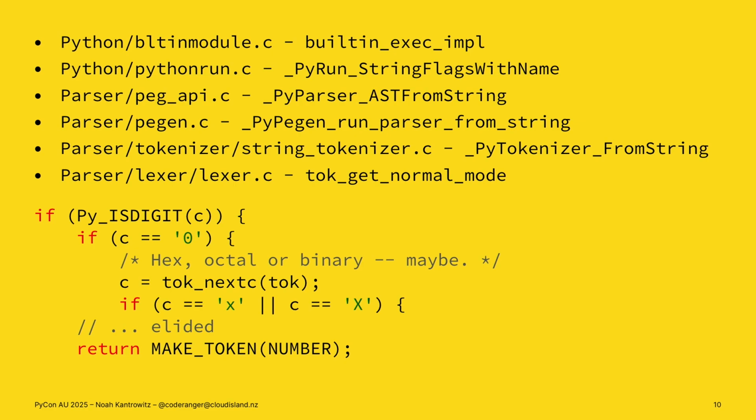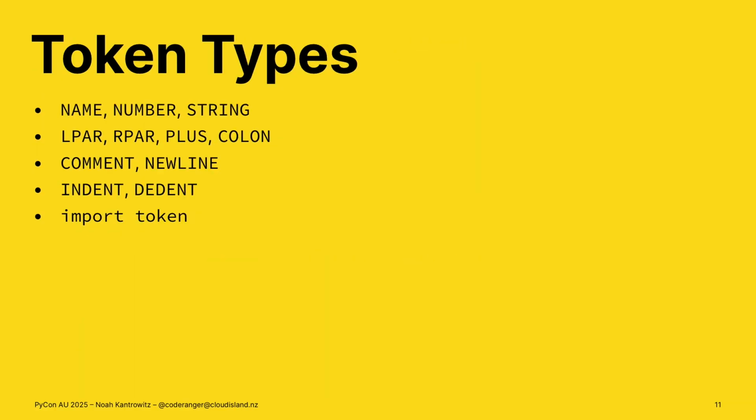But tok_get_normal_mode is the bulk of the logic. So what's this going to do? It's going to go through each character one at a time, group them together, and tag them with, this is the kind of thing that this is. The token module in the standard library exposes all of the available token types, so we can see a few kinds of patterns here. So the first are names.